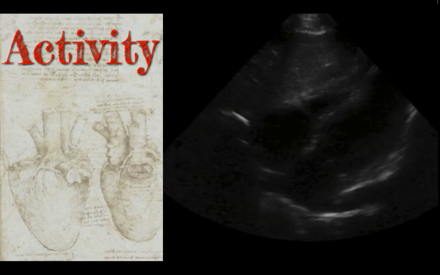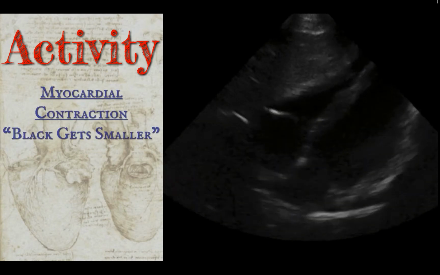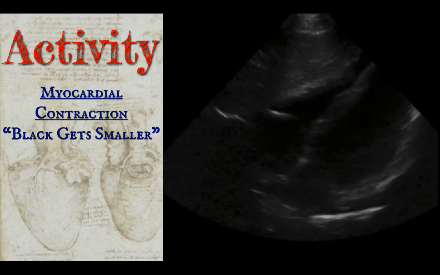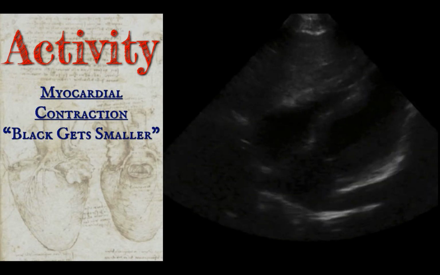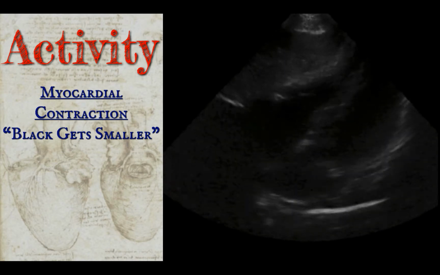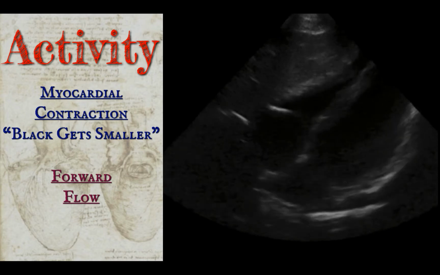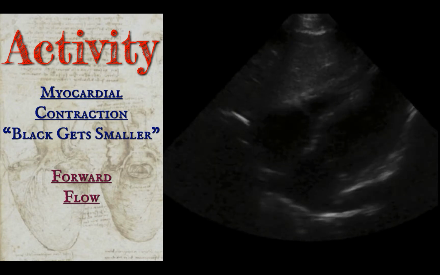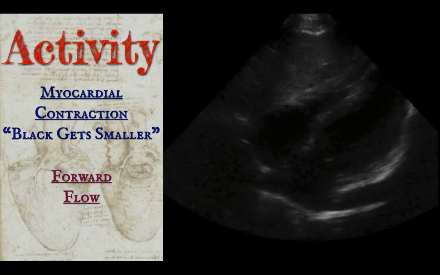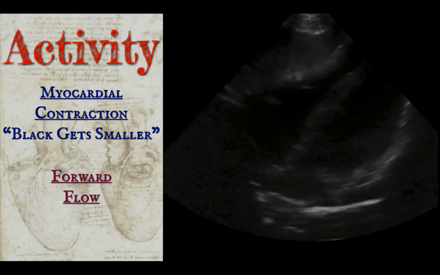So based on several recent studies, we'll now define cardiac activity as this: myocardial contraction, meaning the myocardium is contracting and those ventricles are getting smaller. That black is getting smaller. And this needs to be enough to produce forward flow, rather than just movement of blood in the chambers or isolated asynchronous valve flicker. Here's the obvious example of good cardiac activity that we looked at earlier.